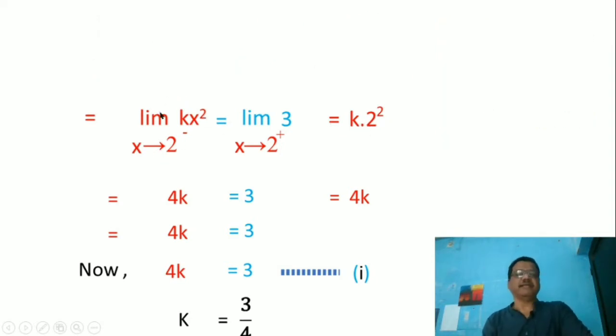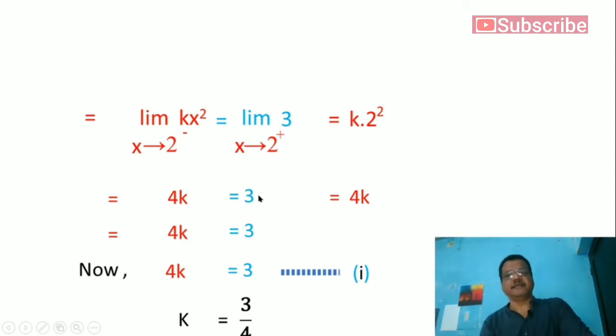Now finding the limit of kx² when x approaches 2, it is k·2², we will get 4k. And 3 is a constant, is it not? So x has no effect on this 3 because it is constant, right? Then it is 4k equal to 3. From that we can conclude 4k is equal to 3, from where we get k is equal to 3 by 4. This is the value of k which was to be found out, is it not?